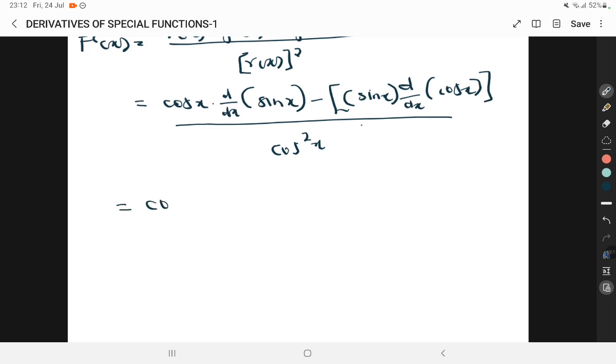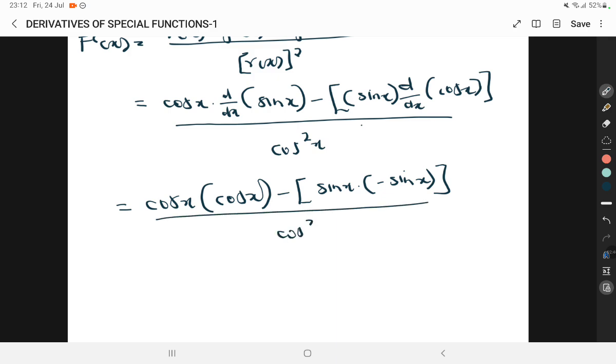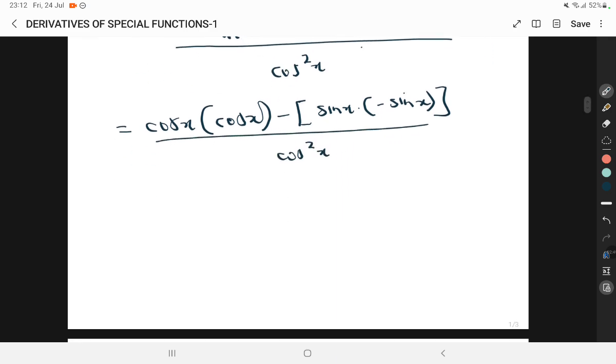Then now we have cos x. Then what is the derivative of sin x? The derivative of sin x is cos x, right? Minus, we keep sin x constant. Then what is the derivative of cos x? It is negative sin x. Then we close the bracket, all divided by cos squared x, right? Then now we're done applying the quotient rule, right?